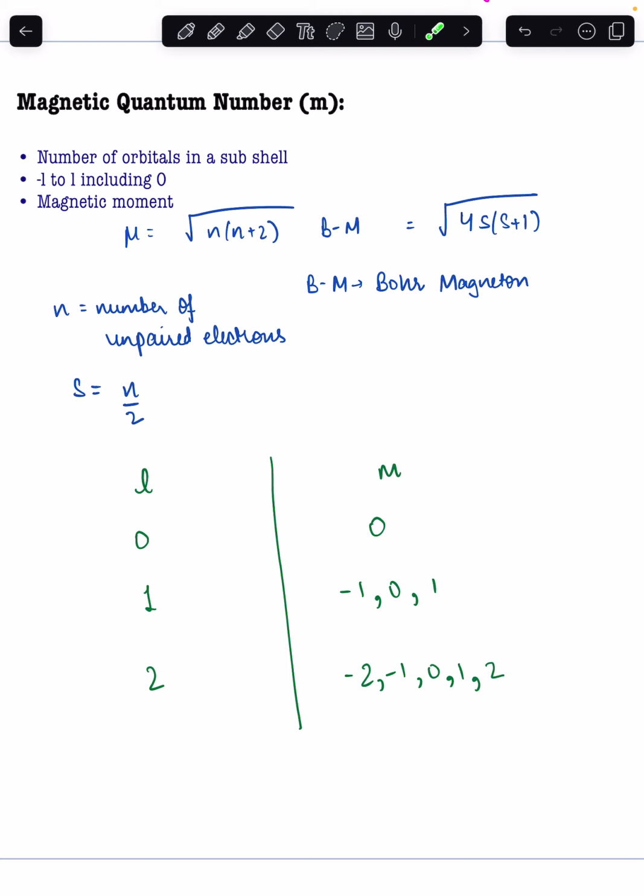Alright, now let me explain the formula. For the subshell s, this is the s subshell, this is p and this is d. The s subshell will have only one orbital, that is 0. The p subshell will have 3 orbitals: minus 1, 0, 1. The d subshell will have 5 orbitals: minus 2, minus 1, 0, 1 and 2.